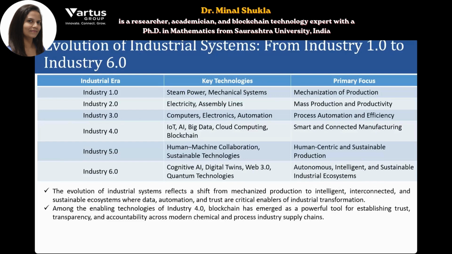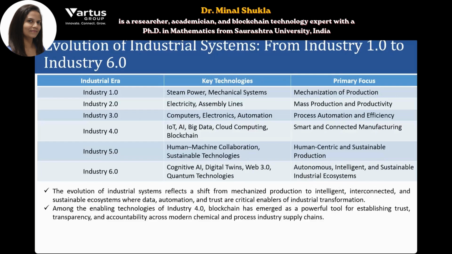And now we are running in the era of Industry 6.0, where cognitive AI is there, digital twin is there, Web 3.0 is there, and quantum technologies are there with us. So in this, the primary focus is autonomous, intelligent, and sustainable industrial ecosystems. So basically, the evolution of industrial systems reflects a shift from mechanized production to intelligent, interconnected, and sustainable ecosystems where data, automation, and trust are critical enablers of industrial transformation.